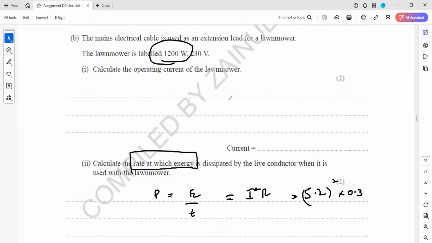Out of 1200, what's the answer here? 5.2 squared times 0.3, so 8.17 watt. So out of 1200, 8.17 watt will be the wasted power, the loss of energy every second. 8.17 joules. No, it is not watt per second, it will be watt.